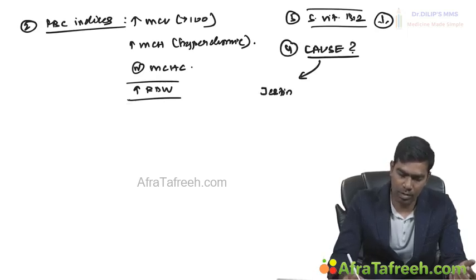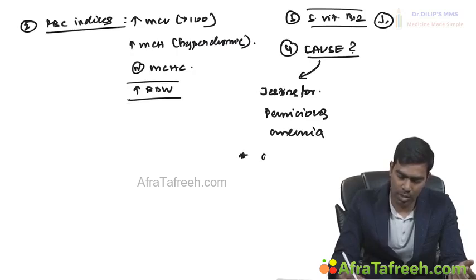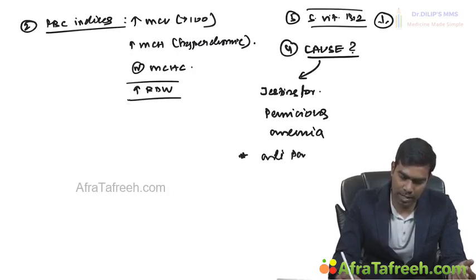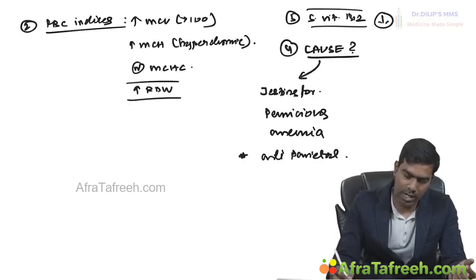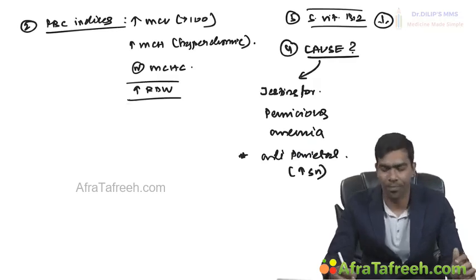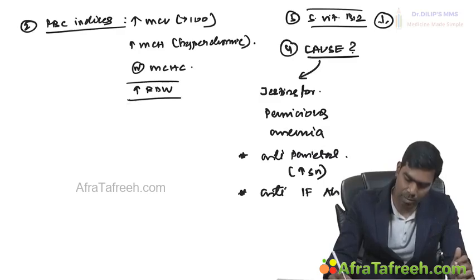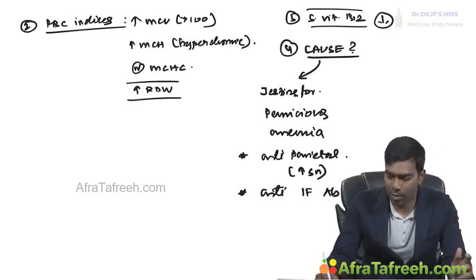Testing for pernicious anemia. I told you to test for pernicious anemia, you need two antibodies. Number one is anti-parietal cell antibody. This anti-parietal cell antibody has high sensitivity but low specificity. And second one, you have something called anti-intrinsic factor antibody. So this anti-intrinsic factor antibody is the most important.